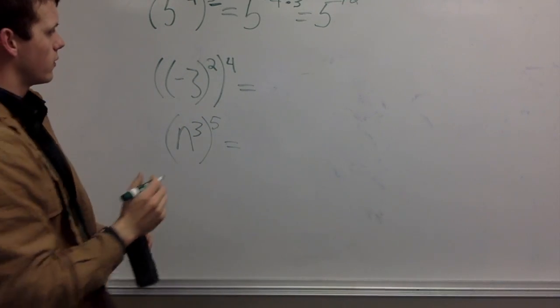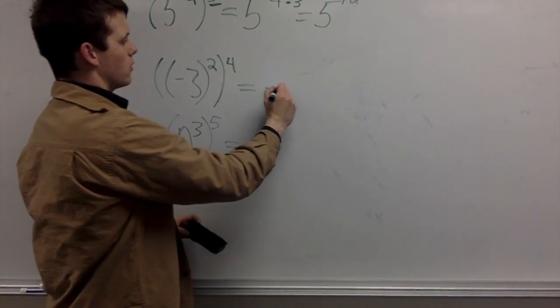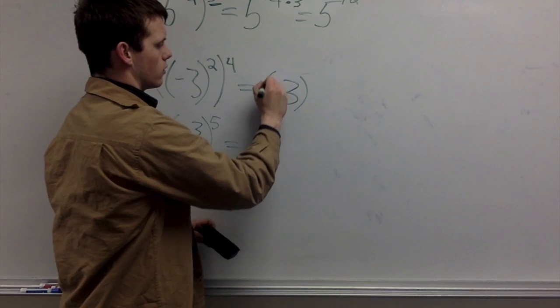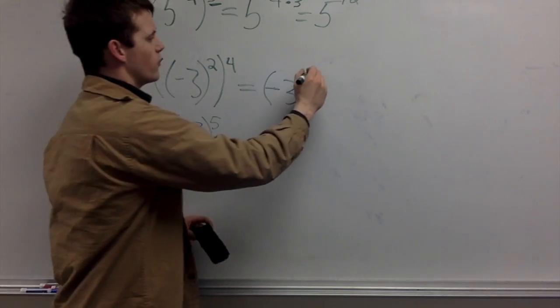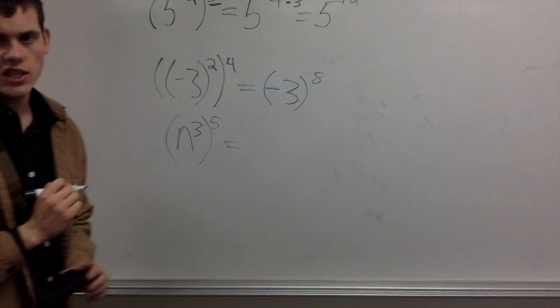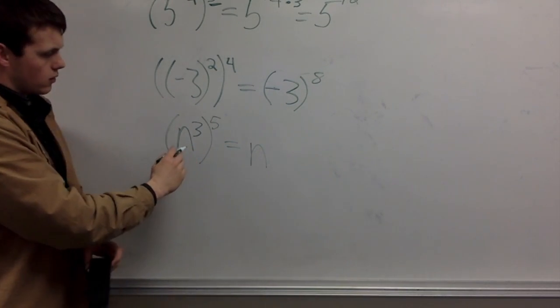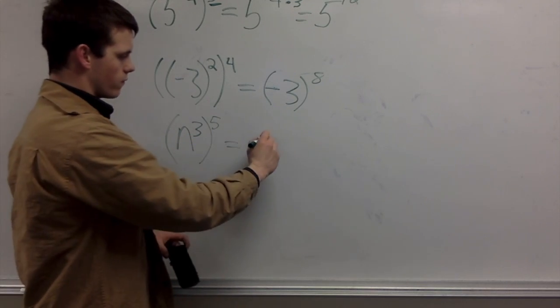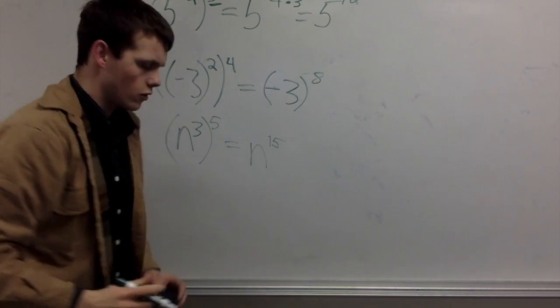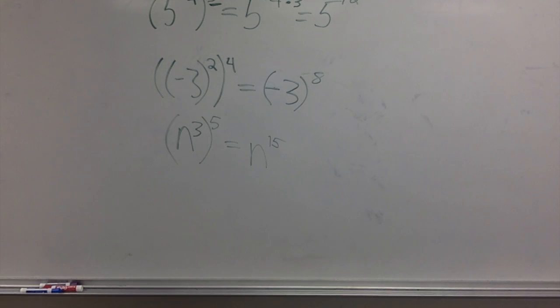5 to the 12th. Move down, we have negative 3 to the 2 times 4, which is 8. And now we have n to the 3 times 5. 3 times 5 is 15, so n to the 15th.